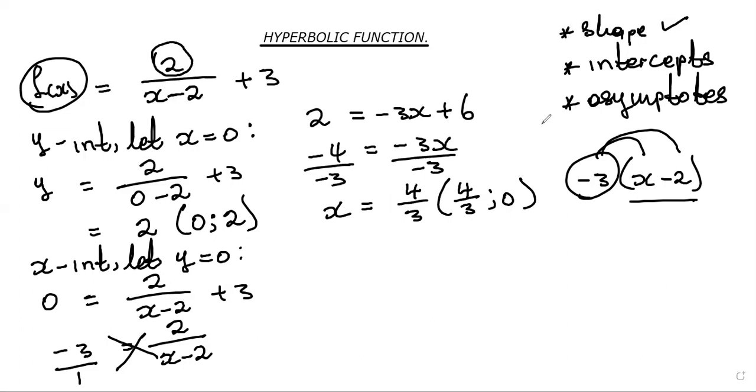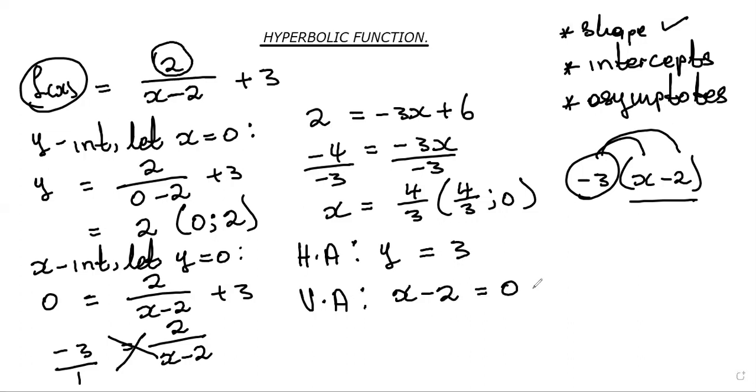That's fine. But now what if you must find the asymptotes? The easiest asymptote to find is the horizontal asymptote. What is the equation of the horizontal asymptote? It's y equals q. But q in this case will just be 3. But we said if you must find the vertical asymptote, you take the denominator, you equate it to 0. Then you solve for x. So x equals 2, it's just the equation of your vertical asymptote.